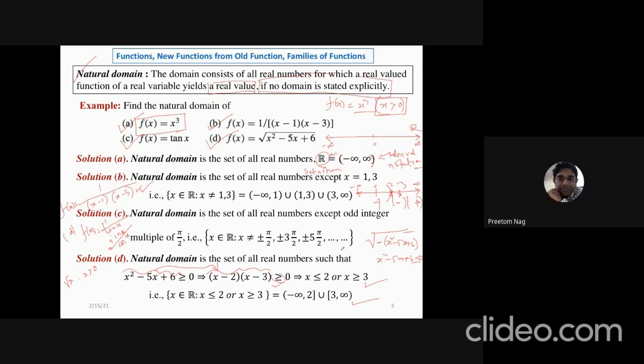Does everyone understand? If you have any questions, you can ask me. Sir, for tan x we take multiples of pi by 2, right? Yes. But there are many multiples, so do we have to write all of them? No. That's why we have provided the dot sign here. Dot means you have to continue this form in order to find the natural domain. Okay? Any other queries? No, sir.